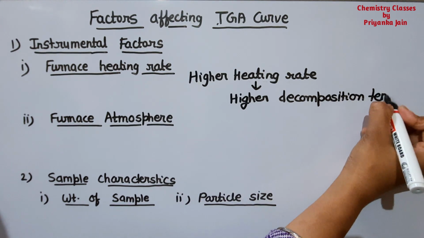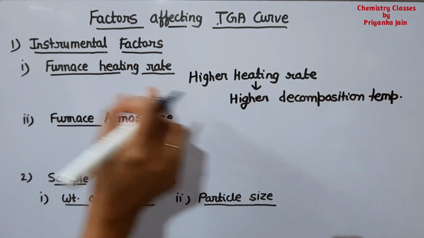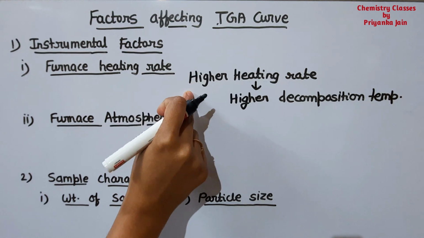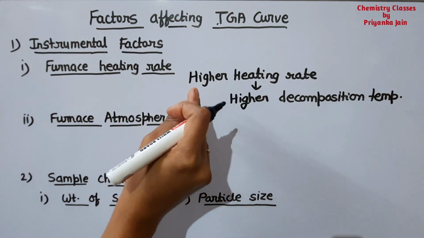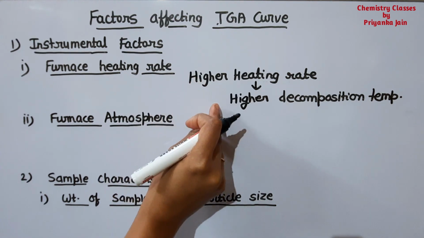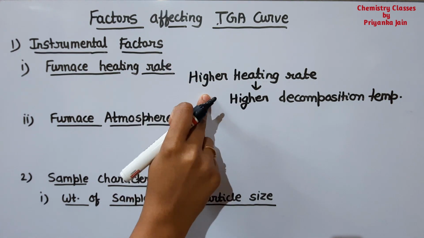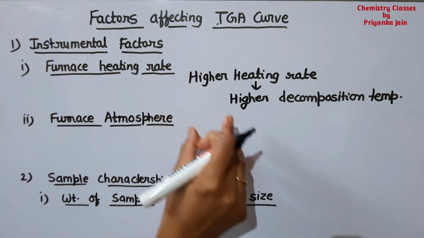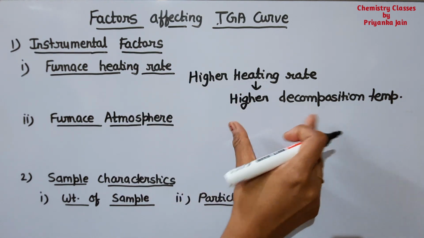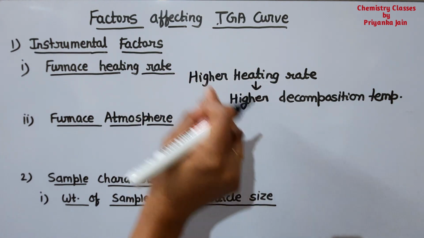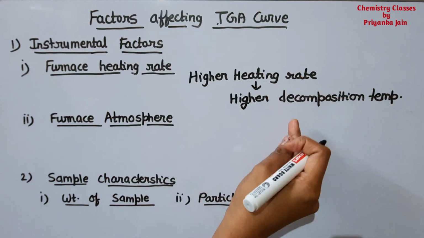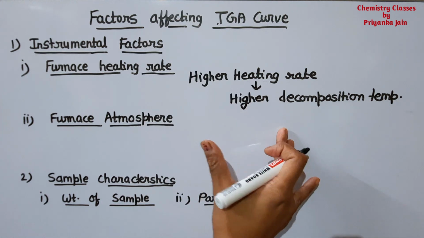So you should remember this point, because this is a very important point and you will see several questions asked in the CSIR NET as well as in the GATE exam. So you should know that the decomposition temperature will depend upon the heating rate. Higher is the heating rate, higher will be the decomposition temperature at which the substance is being decomposed.